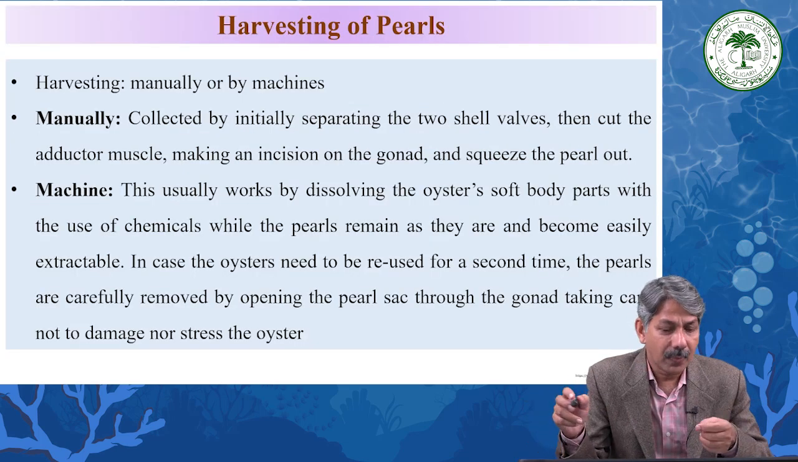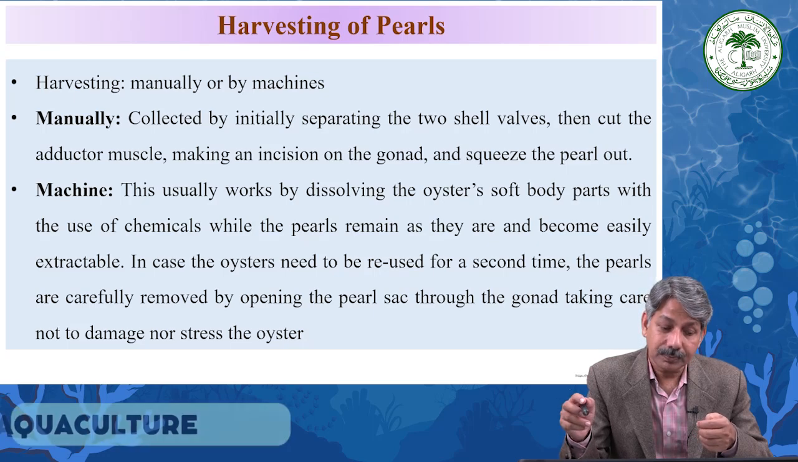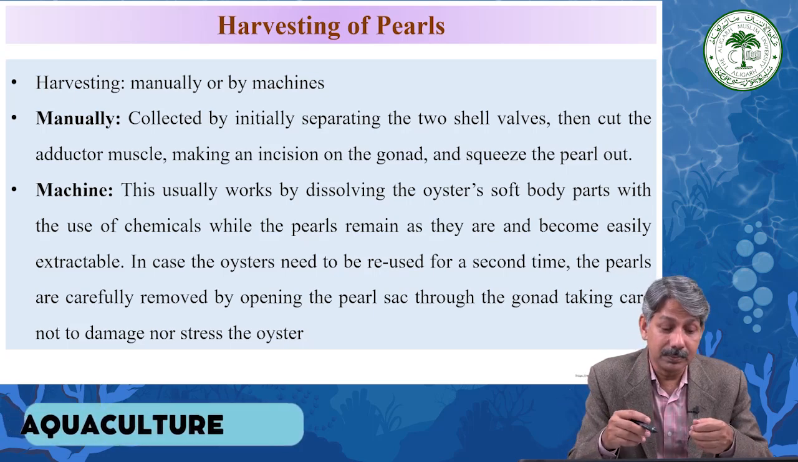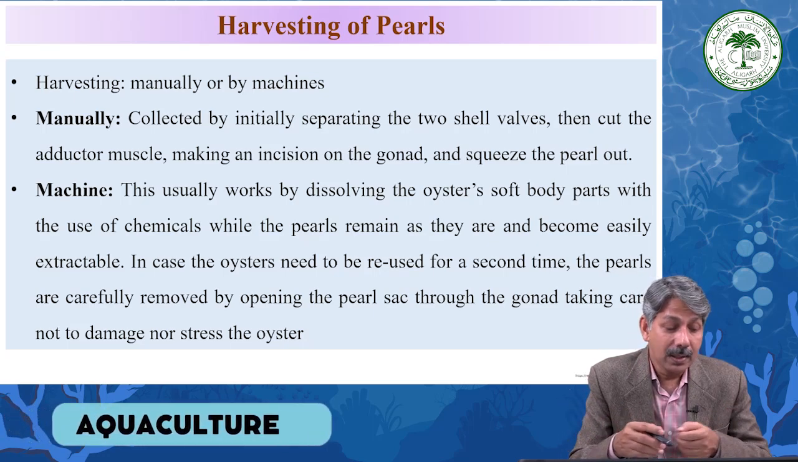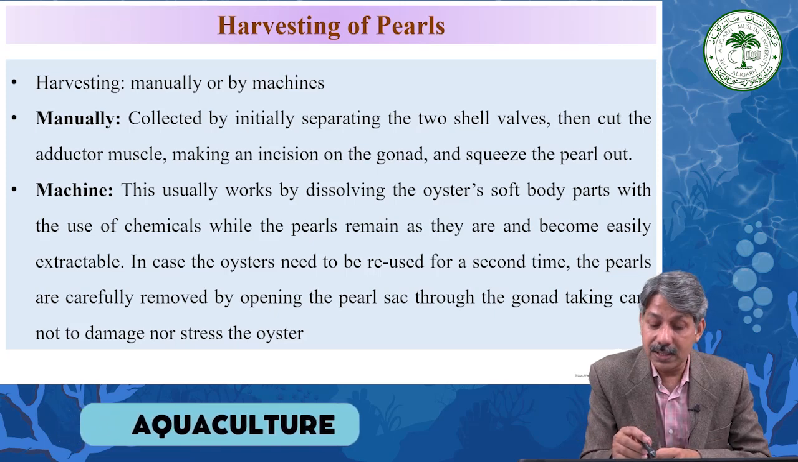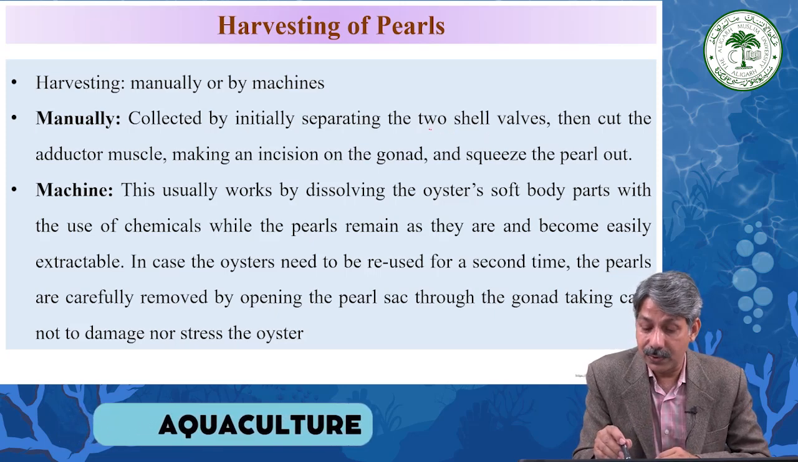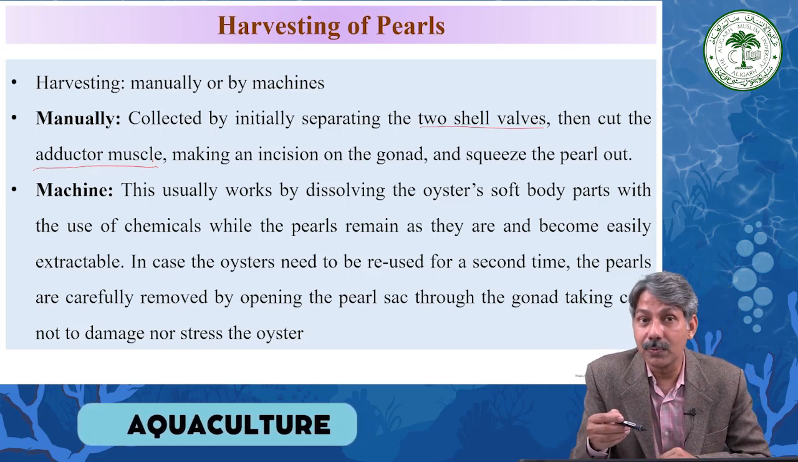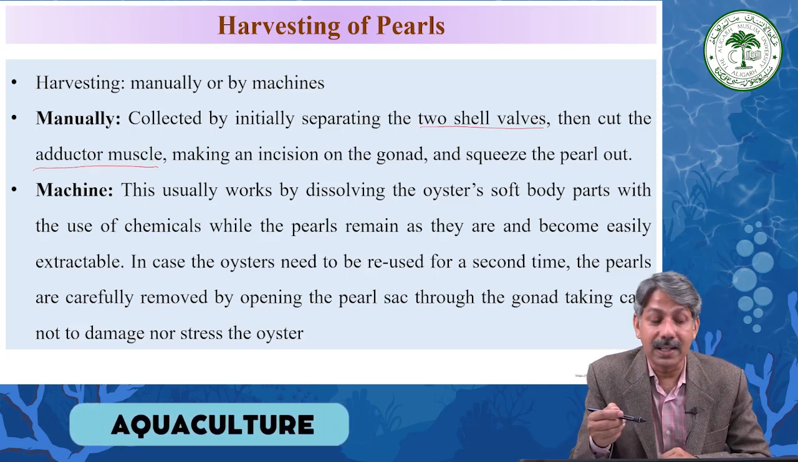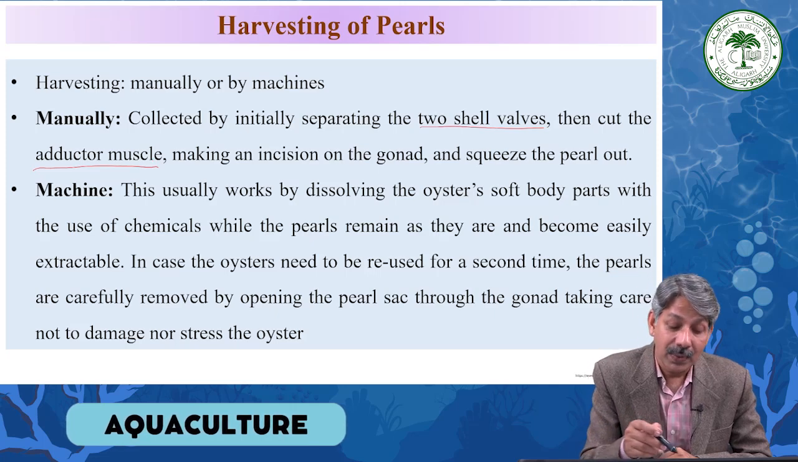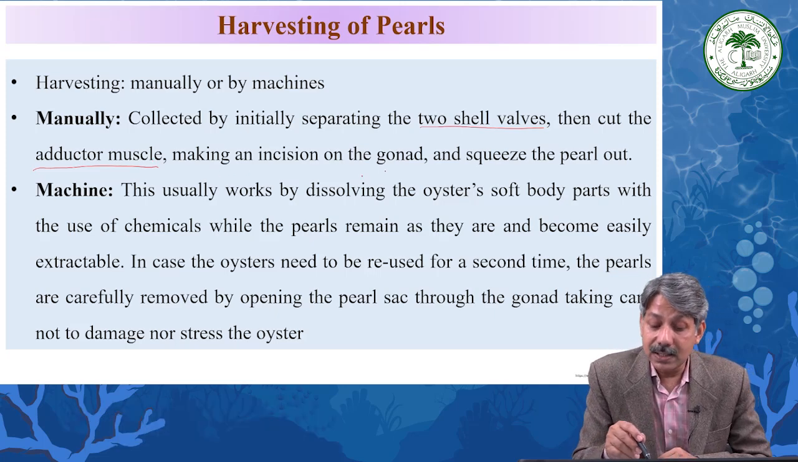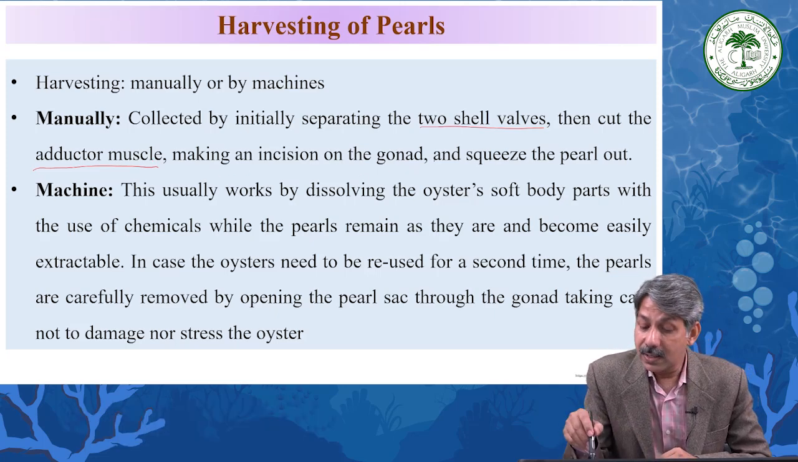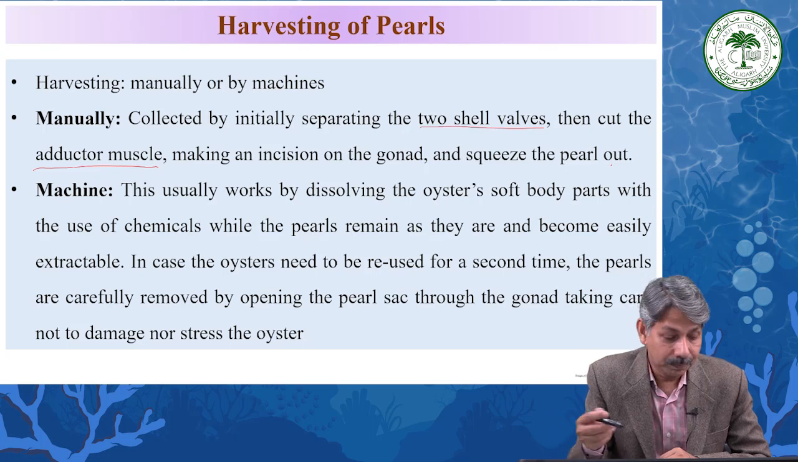Harvesting of pearls can be done by machines or manually. Manually, they are collected by initially separating the two shell valves, then cutting the adductor muscles. Earlier we were taking care that adductor muscles are not injured. Then make an incision on the gonad and squeeze the pearl out.